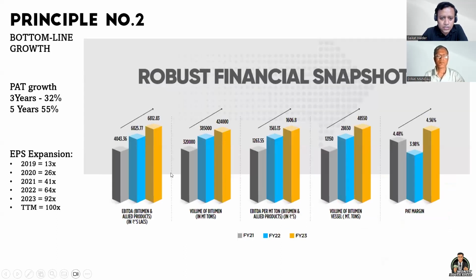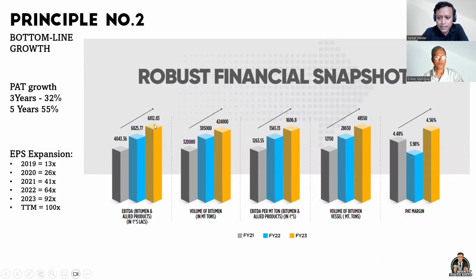So this is the financial snapshot. Now, if you remember principle number two, we look at the bottom line growth, the net profit and other profitability parameters. If you look at their EBITDA margin, EBITDA keeps on increasing. You can see over here the PAT margin for the last 3 years is 32% CAGR growth, and for 5 years it is 55% CAGR growth.